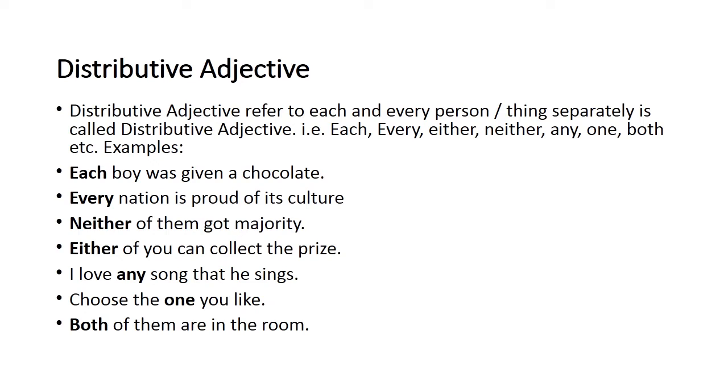Distributive adjective. A distributive adjective refers to each and every person or thing separately. Each, every, either, neither, any, one, both are examples of distributive adjectives. Let's look at these examples, how these distributive adjectives are used in a sentence.